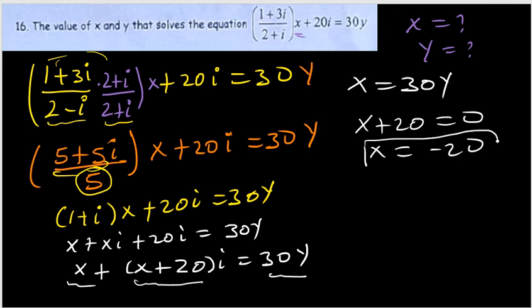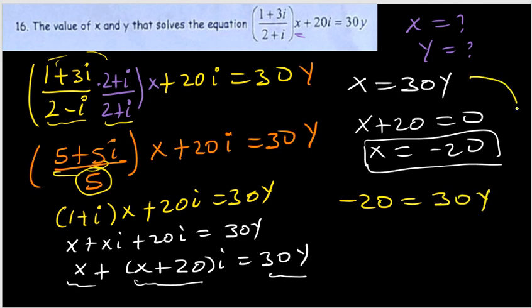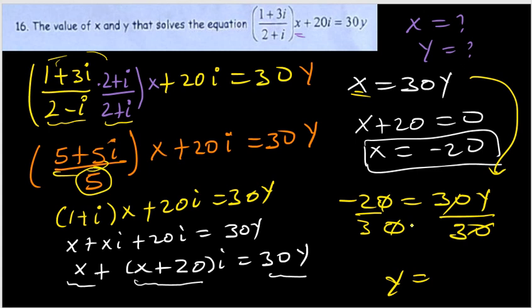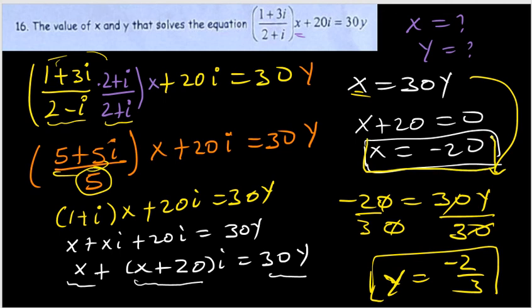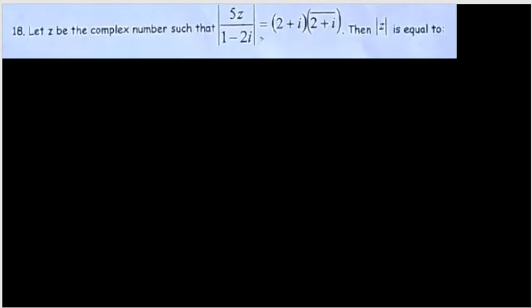Keep it. We have got the x. What about the y? Negative 20. Let us change the color to make it more visible. Negative 20 is equal to 30y. From here, in place of x, I substitute negative 20. So I can divide both sides by 30. Therefore, the y value will be, you can cut the 0 here, negative 2 over 3. So this is the value of y, and this is the value of x. Done. Next question.